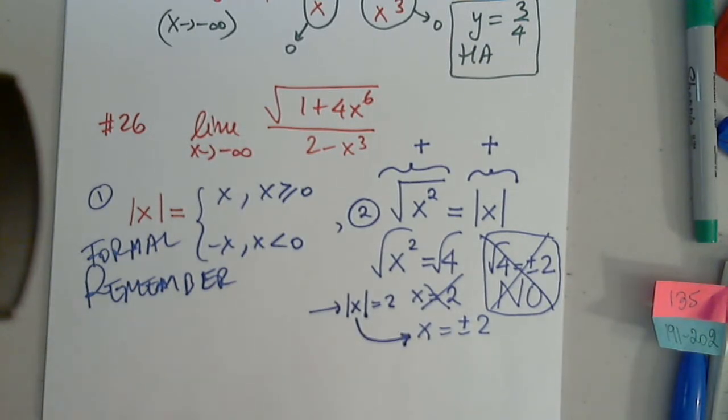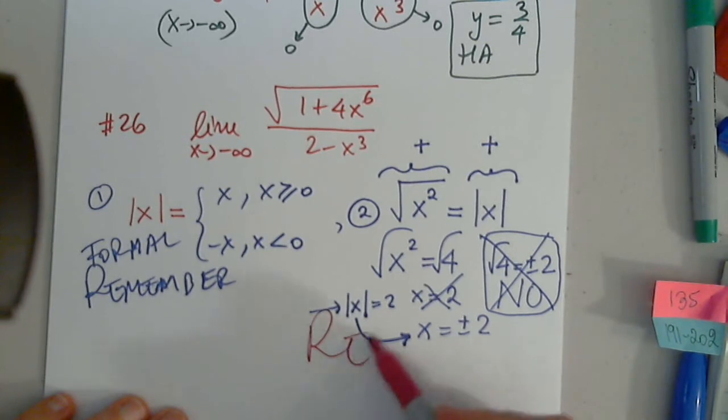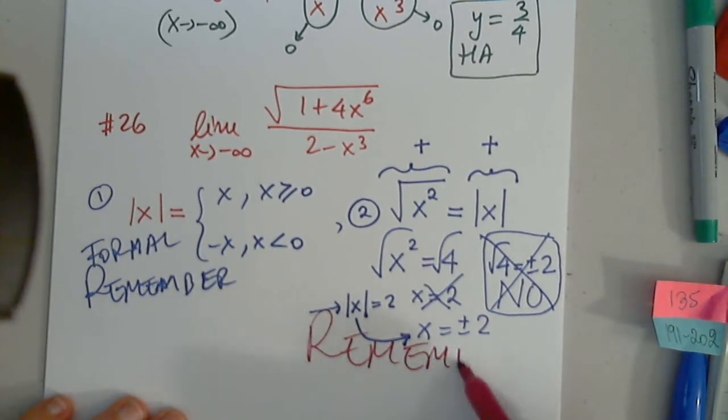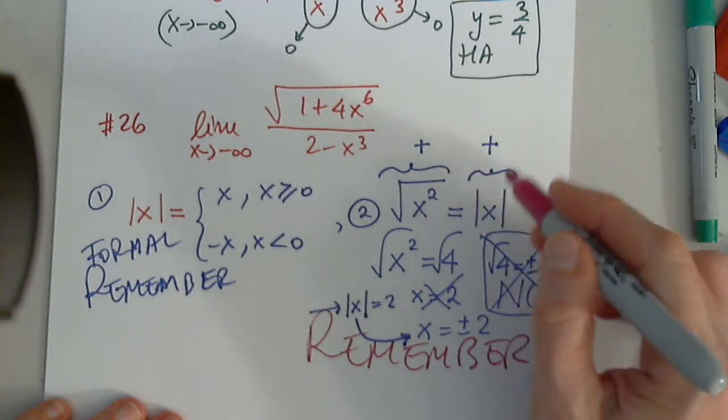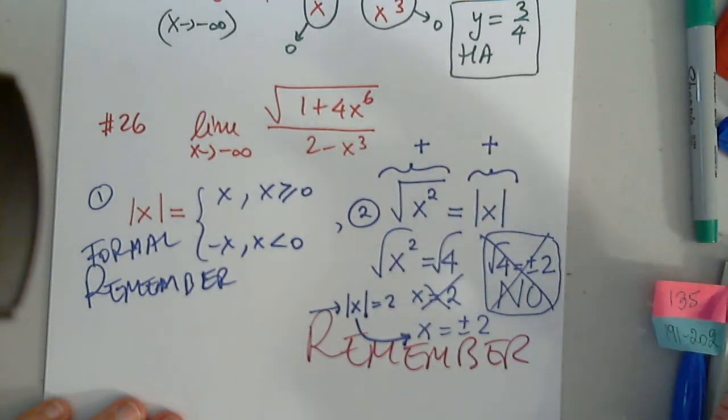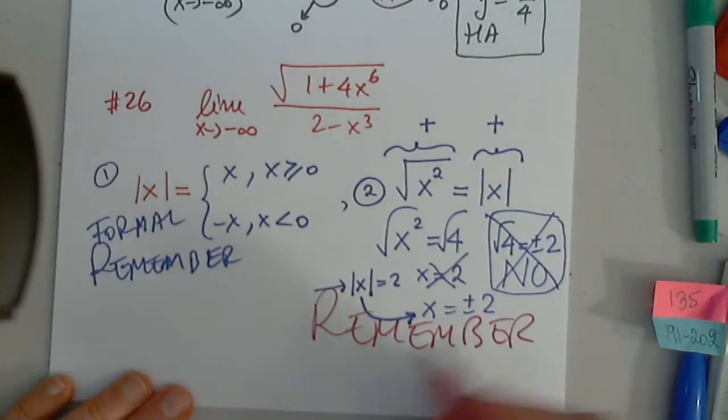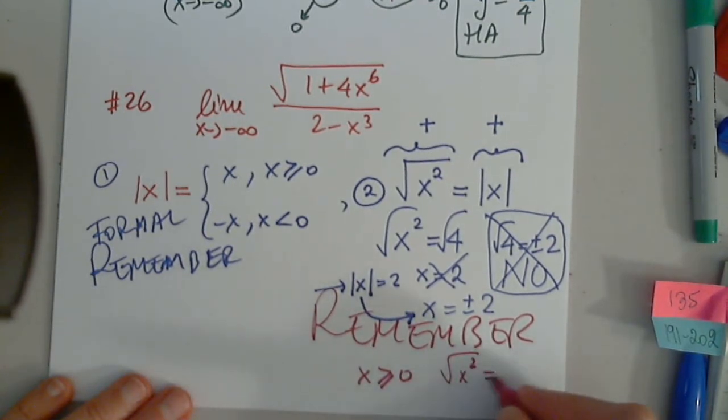So again, let me write here so I don't forget. Remember, the square root of x squared is the absolute value of x if x can be anything. Now, if you tell me that x is greater than or equal to 0, when I take the square root of x squared, then I have to write x.